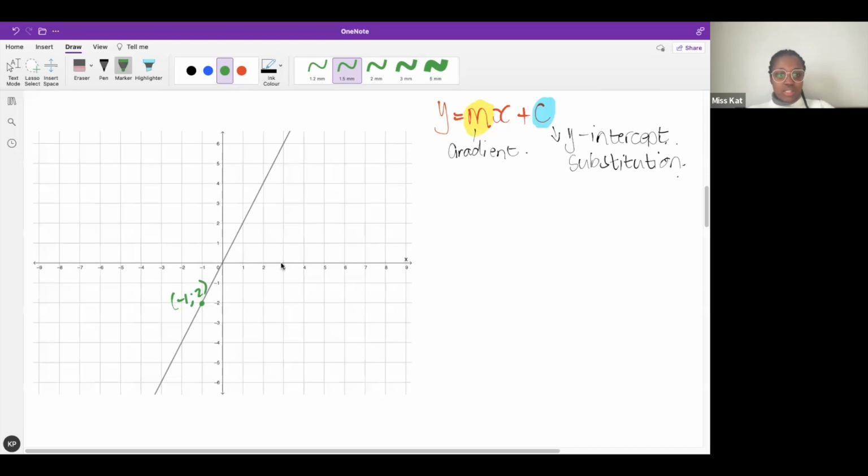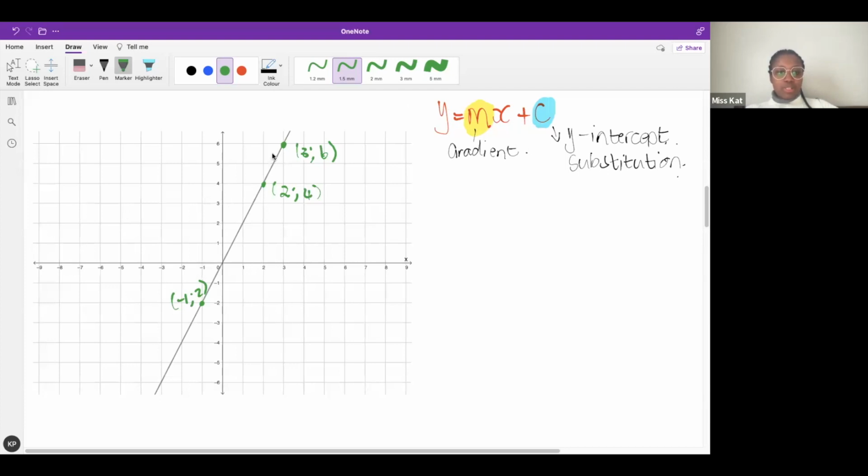3 and 6, 3 and 6, beautiful. Point number 2 there, 3, 6. What else? 2 and 4. 2, 4. Beautiful, guys. Okay, so I'm going to choose 2 random ones to use over here.